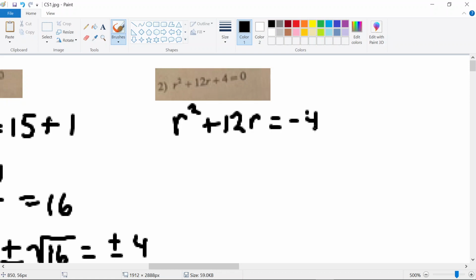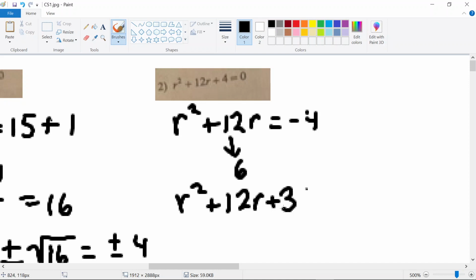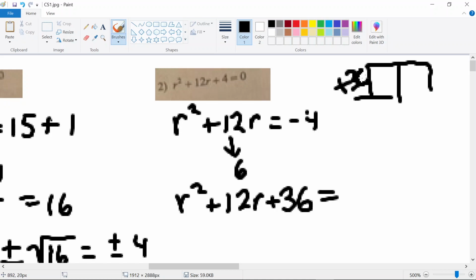So that's negative 4. And I'm taking half of that, half of 12, which is 6. I'll do it the long way this time, just so it's clear everything that's being done. 6 squared is 36, so technically this is r squared plus 12r plus 36 equals, and then I add 36 to the right side as well, so I maintain the balance of the scale. If I add 36 to the left side, I have to add 36 to the right side, so I keep the balance, even Steven. 36 minus 4 is 32.